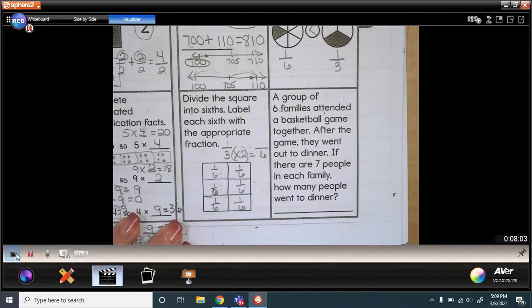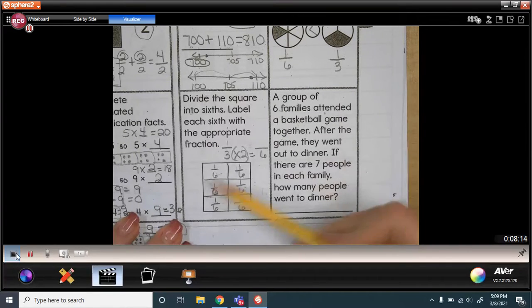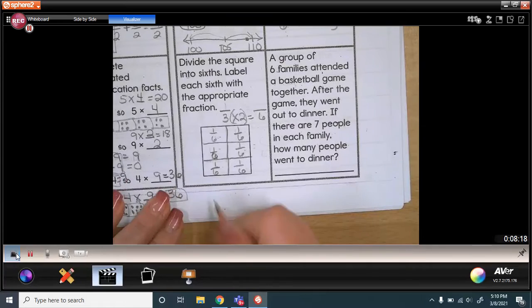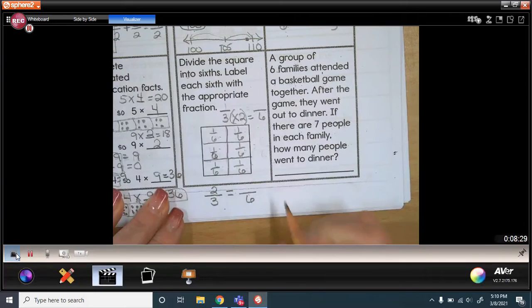Now, one of the things that we talked about yesterday in our problem was equivalent fractions. So think about, I just made thirds. And this is going to be your discussion question for today: how many sixths are in 2 thirds? So how many sixths are in 2 thirds? That's what I want you to think about.